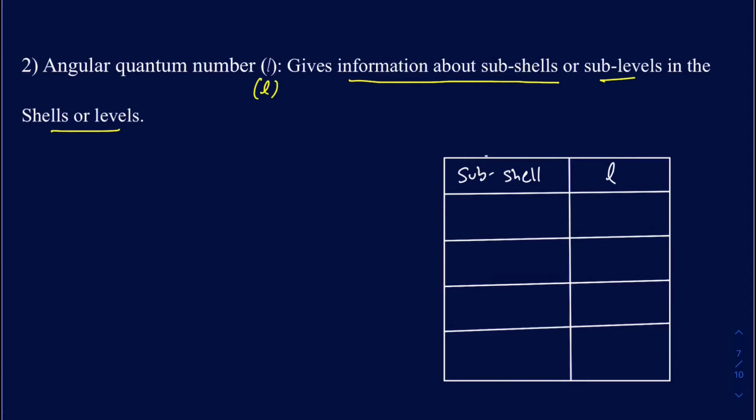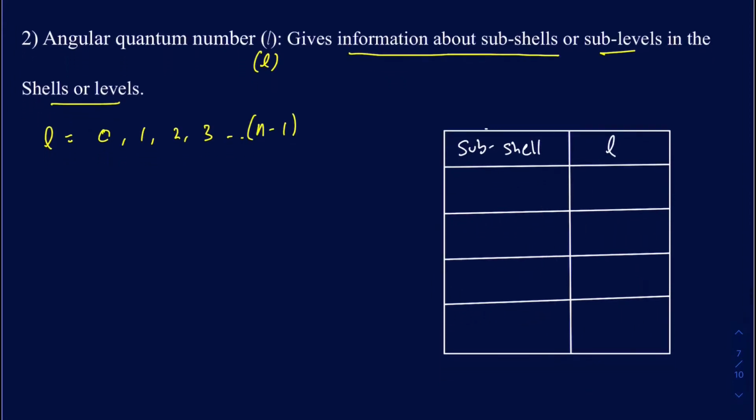Okay, so the value of l is going to be 0, 1, 2, 3, all the way, and has to be at least 1 less than the value of n. So this is very important to know. Your value of n and the value of l cannot be the same. The l value must be less than the value of n.